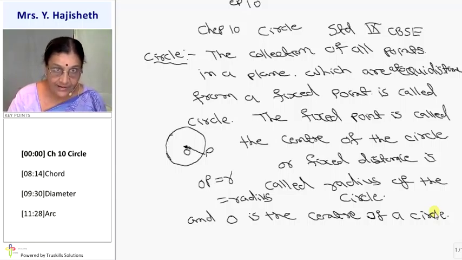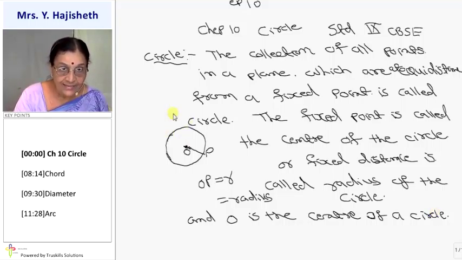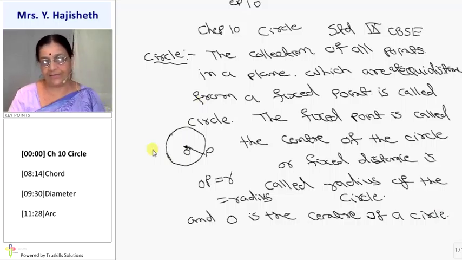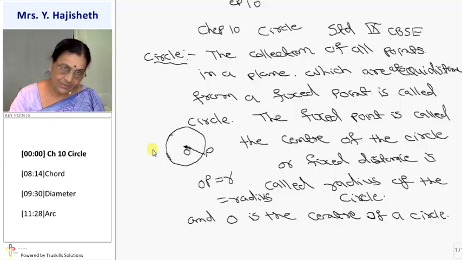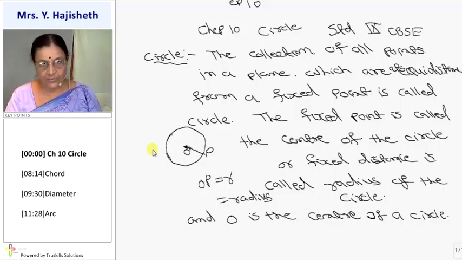This circle divides the plane into three parts. Number one, inside the circle, on the circle, and outside the circle. Inside of the circle is called the interior of the circle. On the circle means the set of points on the circle. And outside of the circle is called the exterior of the circle.